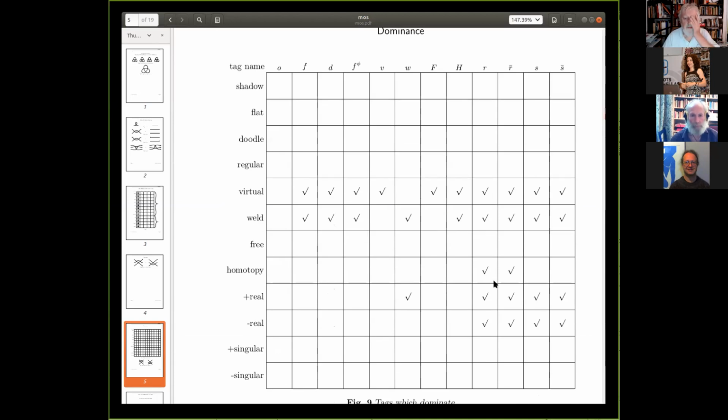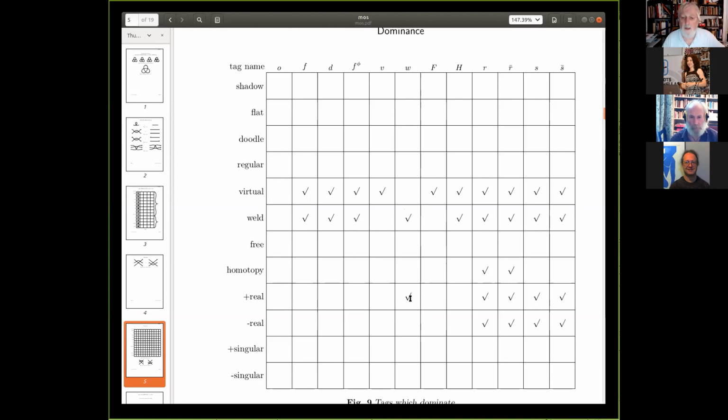Not everything is filled in because I don't know whether we go to some of those. Anyway, the virtual, you see, virtual dominates everything. It doesn't dominate weld because you don't have virtuals and welds in the same diagram. And so does welds. They dominate everything. Now, if you go to reals, you see an interesting fact that the positive real dominates the weld. That's why the weld is different from the virtual.